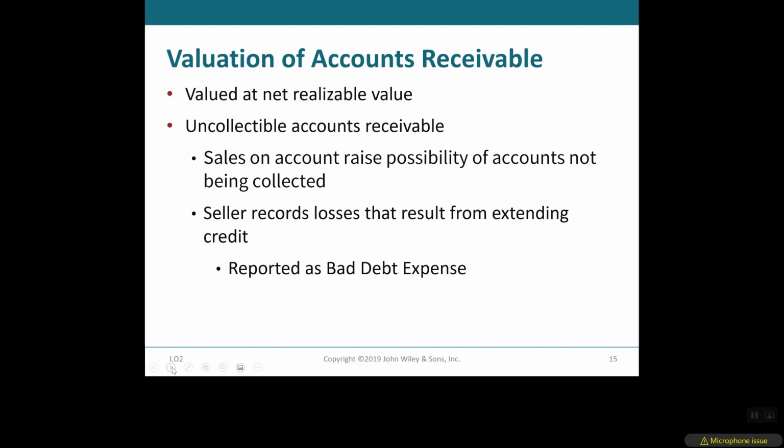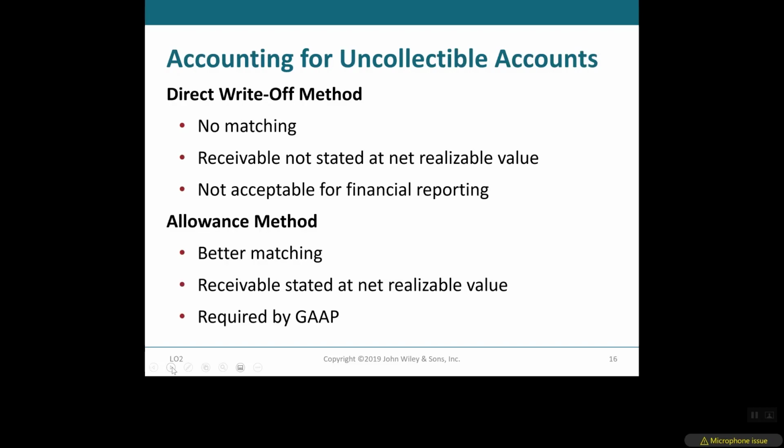So each time we sell on credit, there's a possibility that we may not be paid back, and because of that, you want to be able to recognize those amounts that you think you may not be able to get back, and they're usually done on an estimation basis. We have two different methods: the direct write-off method and the allowance method.